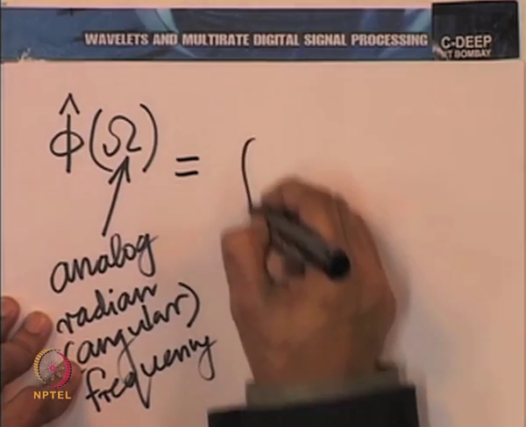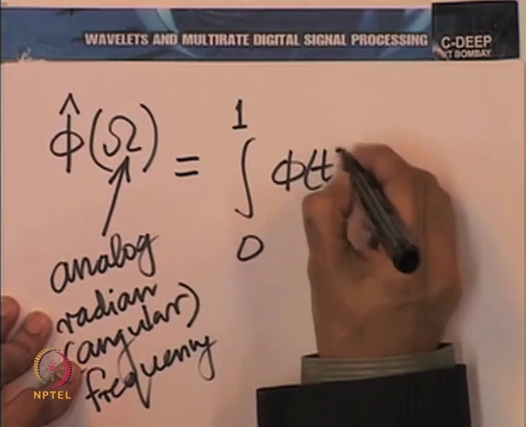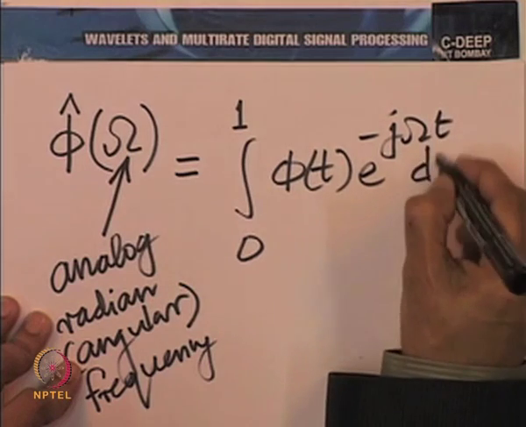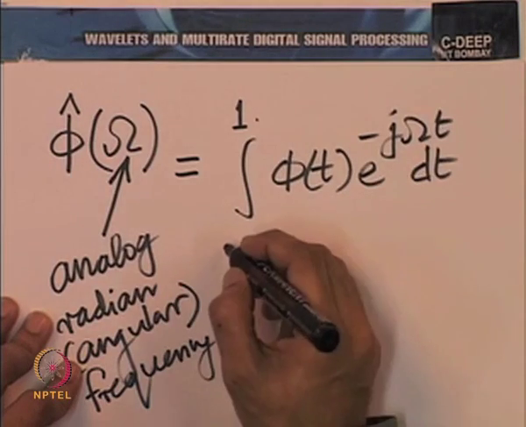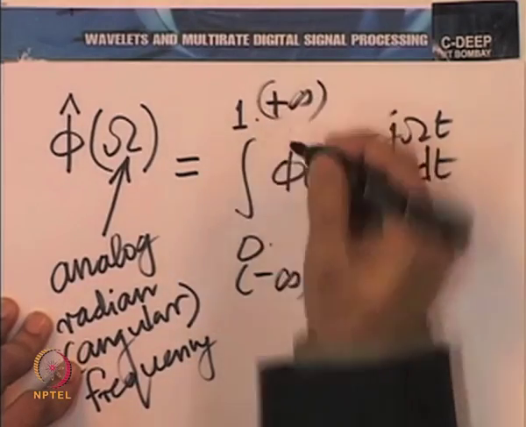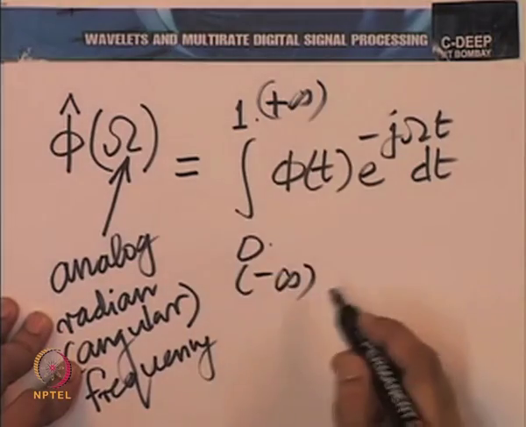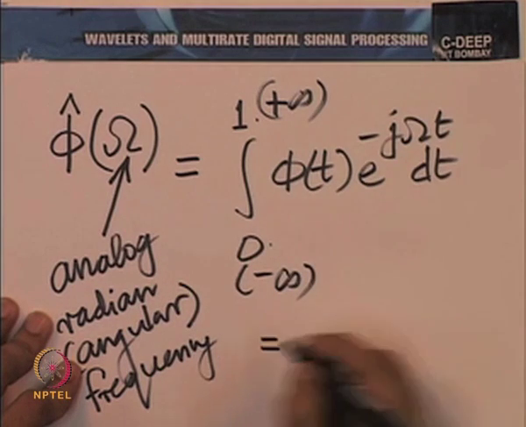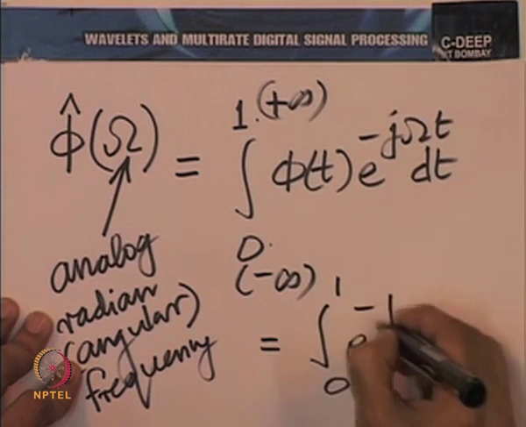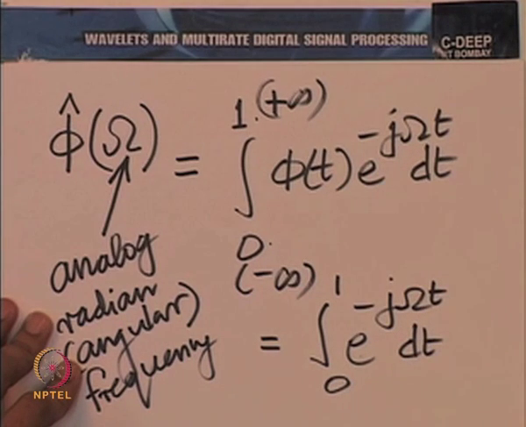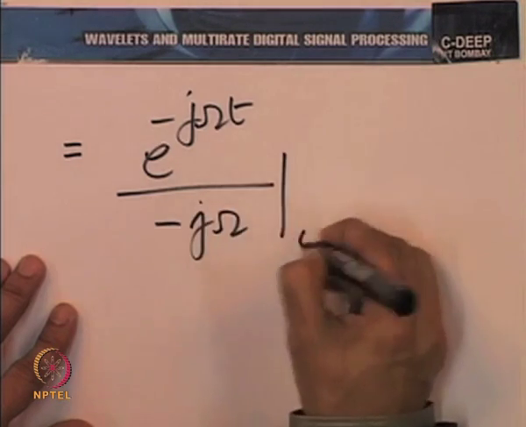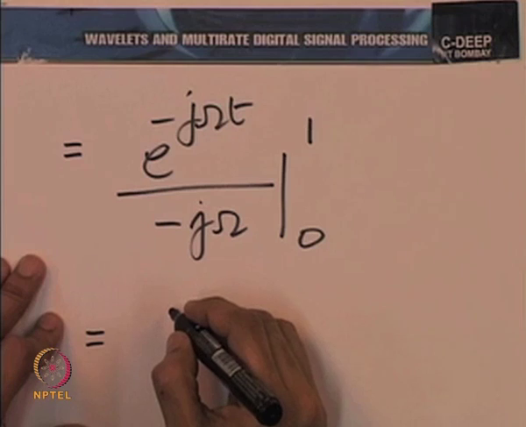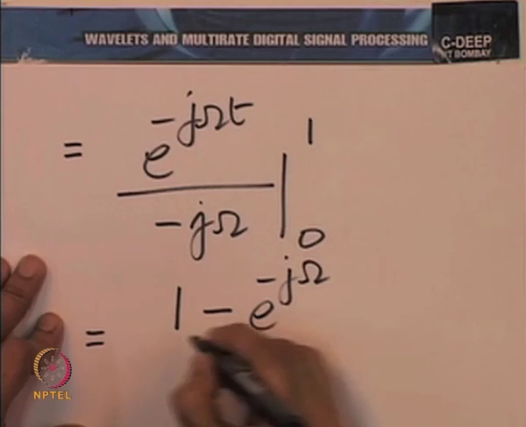And this is easy to calculate. Well, I am saying 0 to 1, actually I should write minus infinity to plus infinity, but the non-zero part is only between 0 and 1. So, it is also all right to write between 0 and 1 only for this specific function. And this is of course equal to integral 0 to 1 e raised to the power minus j omega t dt, which evaluates to e raised to the power minus j omega t by minus j omega from 0 to 1. And that is 1 minus e raised to the power minus j omega by j omega.